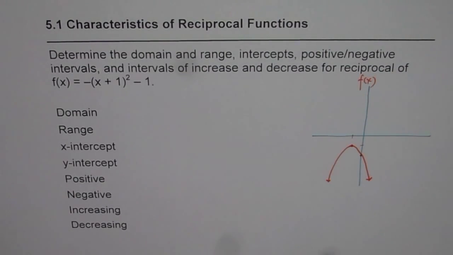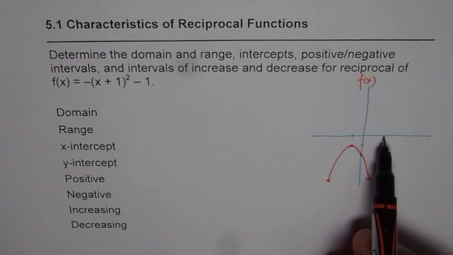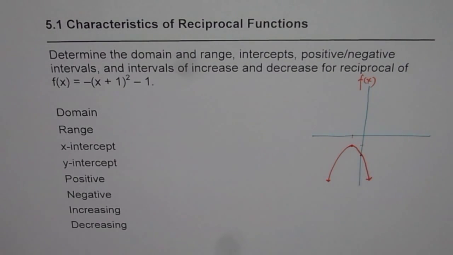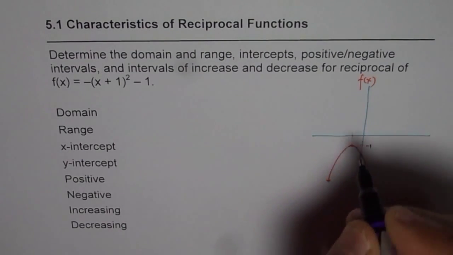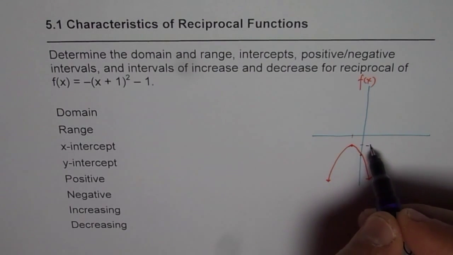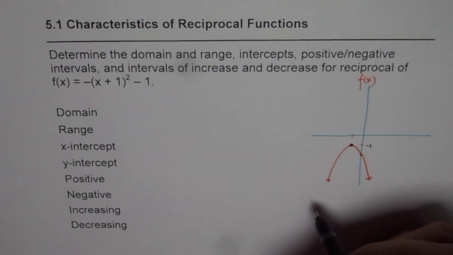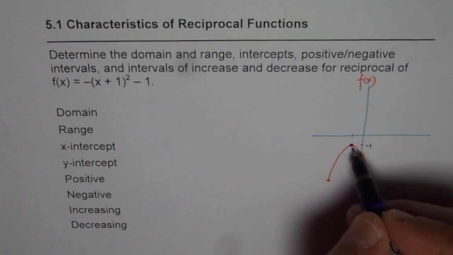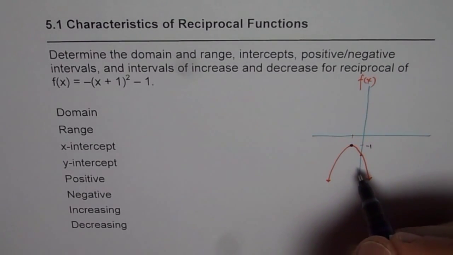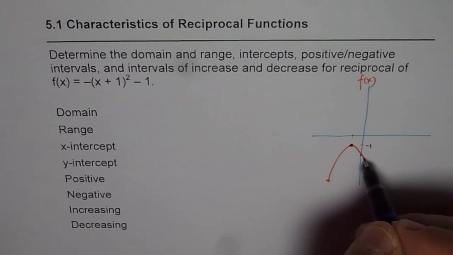Clearly, the function does not have any x-intercepts, and therefore, the reciprocal will not have any vertical asymptotes. Now, this value is minus 1 for us. The reciprocal of minus 1 is minus 1. So we'll have the reciprocal function begin from here.